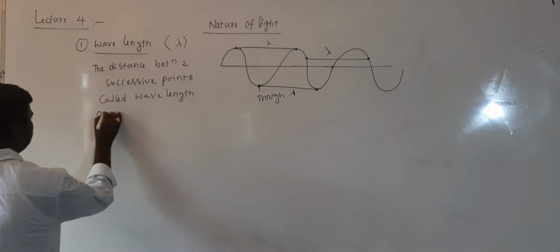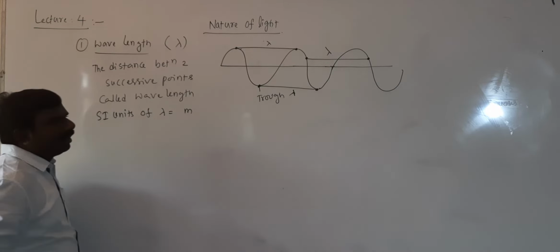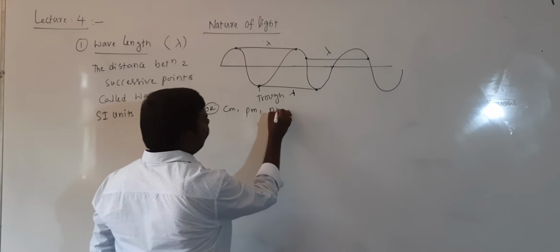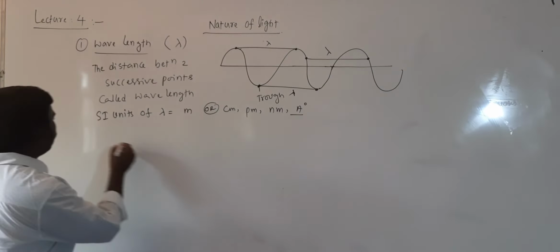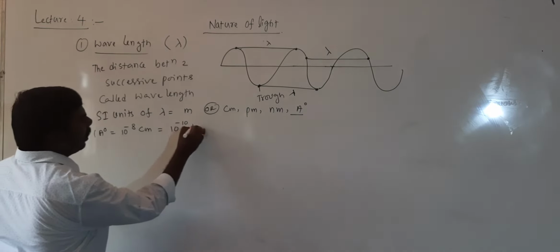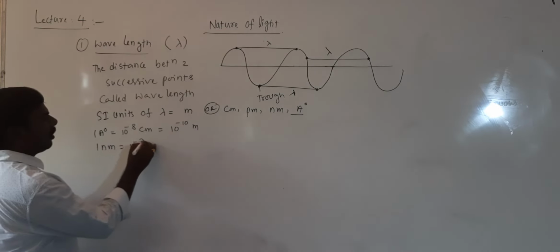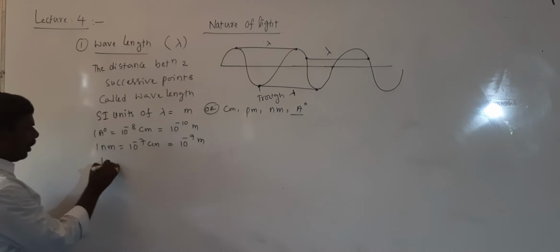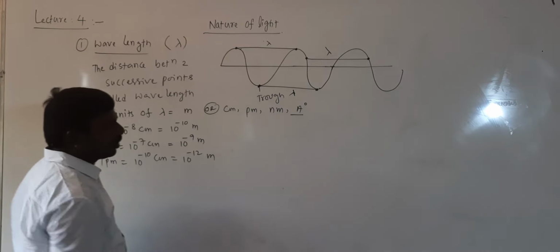The SI unit of wavelength is meters. You can use other units also: centimeters, picometers, nanometers, angstrom units, whatever the unit is. 1 angstrom unit equals 10 to the power of minus 8 centimeters, 10 to the power of minus 10 meters. 1 nanometer equals 10 to the power of minus 7 centimeters, 10 to the power of minus 9 meters. 1 picometer equals 10 to the power of minus 10 centimeters, 10 to the power of minus 12 meters.